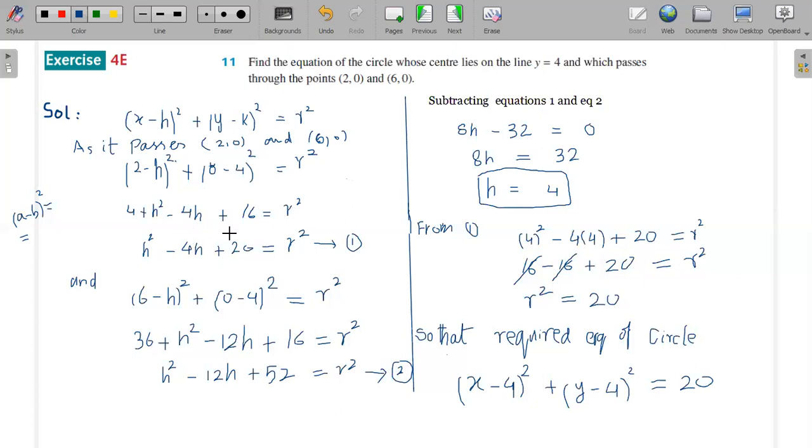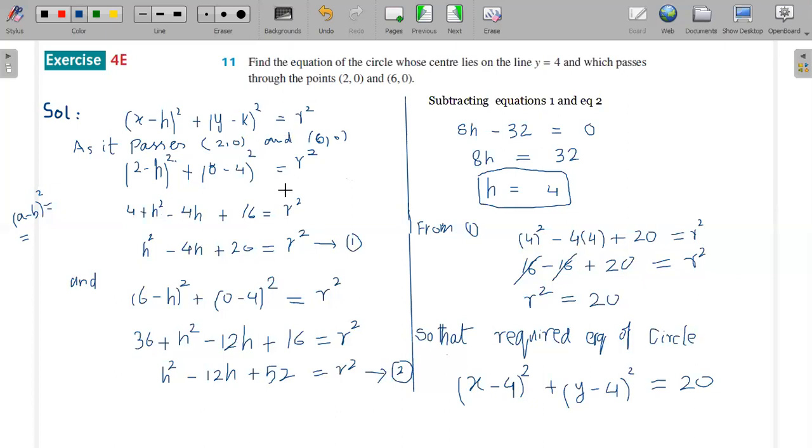So now we will arrange them. As h square, we will write it first, then the 4h term, and then 4 plus 16, both will add to 20. So this equals r square, and this is our first equation. Because now we have 2 points, we can easily get two equations, and solving these two equations, we can find the values of h, k and r as well.